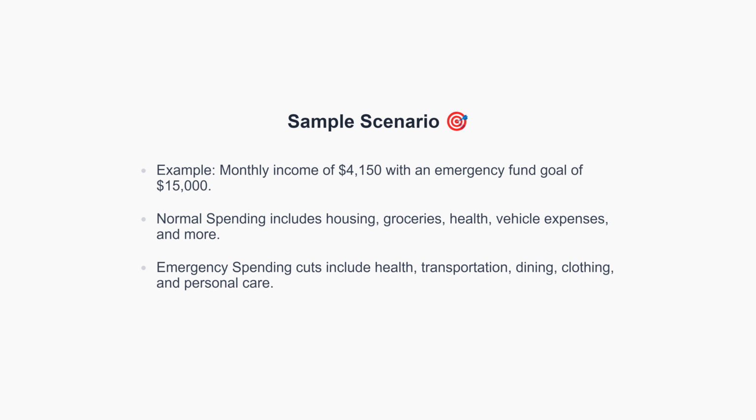To make things more relatable, let's look at a sample scenario. Say you have a monthly income of $4,150. Your emergency fund goal should be around $15,000 to cover 6 months of expenses, averaging $2,500 per month.